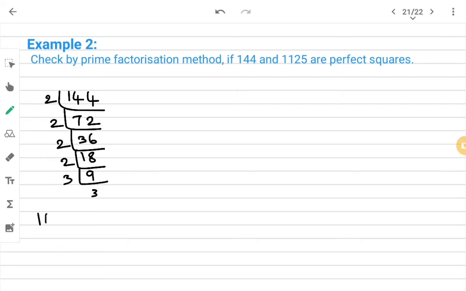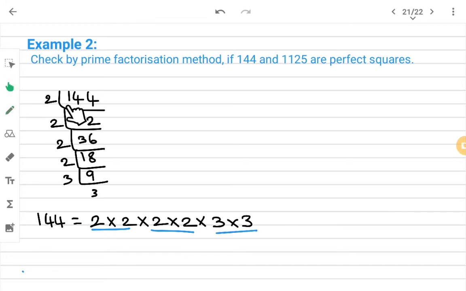Okay. That is, 144 can be written as 2 into 2 into 2 into 2 into 3 into 3. All the factors have a pair. See, these two numbers are a pair, right? These two are a pair. These two are a pair. Therefore, you can conclude that 144 is a perfect square. Okay? Yes.